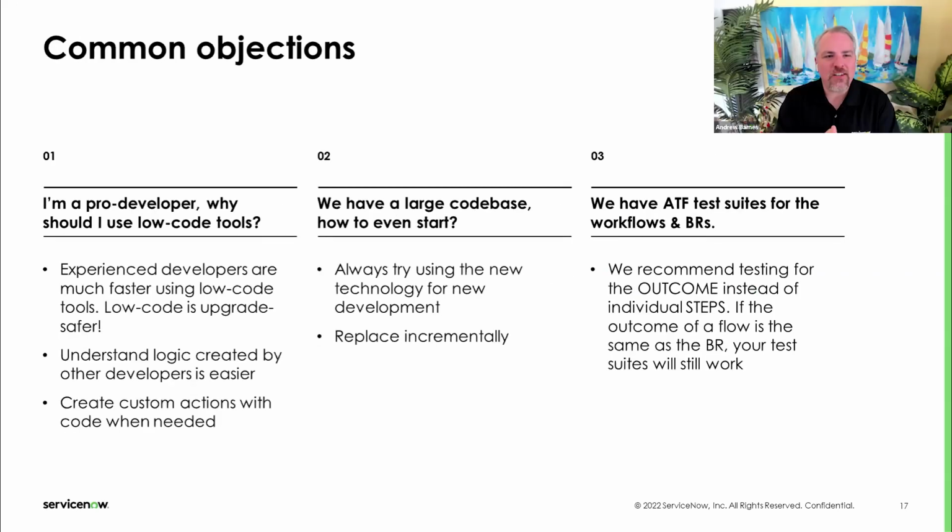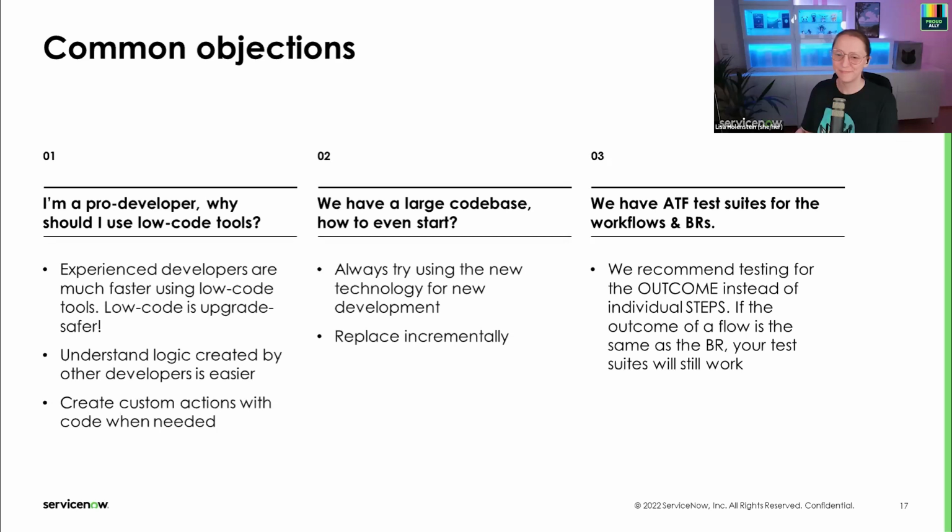Let's do the common objections. The first one here is, why should you use these low-code tools? I think we covered this to some extent. You allow unlocking of folks like citizen developers to contribute, but professional developers actually work faster in low-code tools as well. And it's more upgrade safe, and you can do things like make custom actions when you need. So that one seems pretty straightforward. Nobody takes away the scripting from you. It's just supposed to be in the place where it's supposed to be, and that is custom actions.